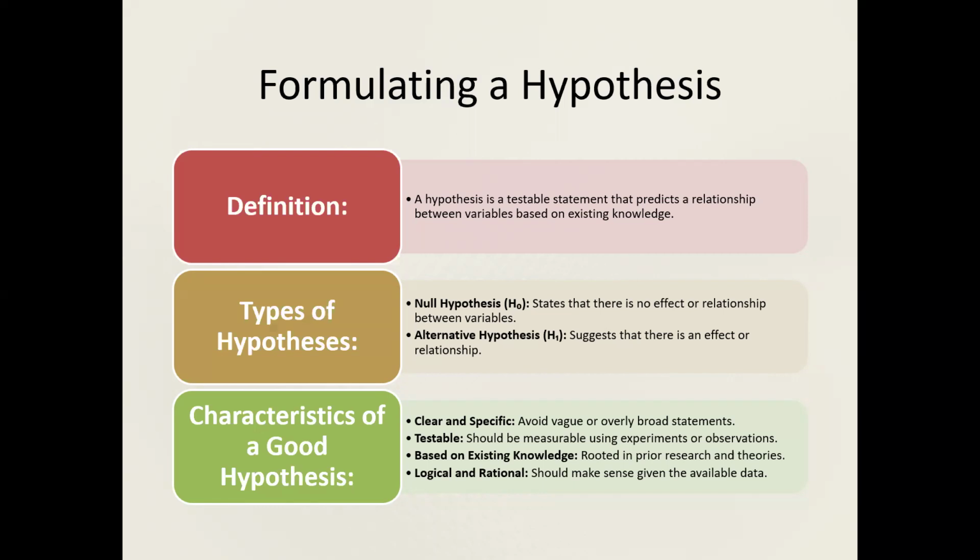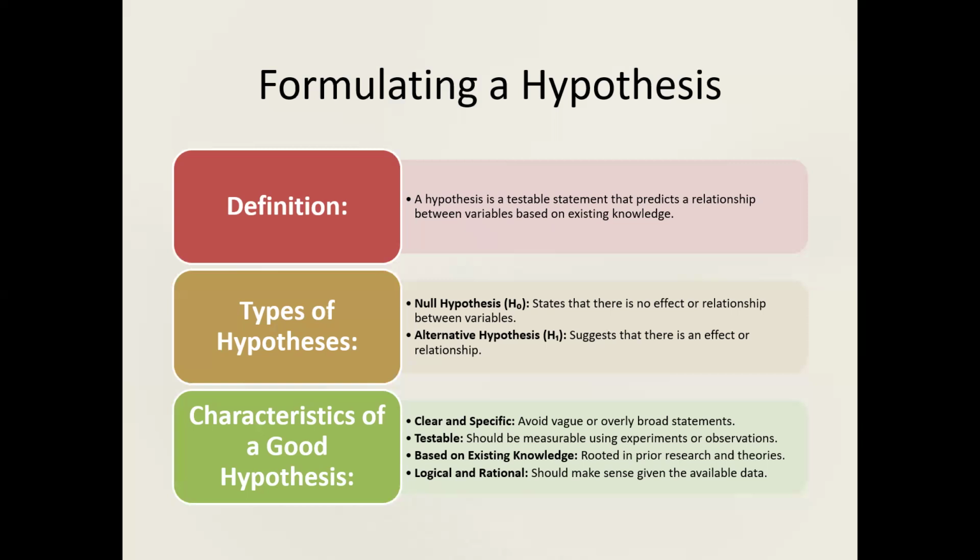So if you look at the definition of hypothesis, a hypothesis is a testable statement that predicts a relationship between variables based on existing knowledge. So it is a testable statement that can be tested. A hypothesis can be easily tested, and it predicts a relationship between some sort of variables, and that relationship is based on existing knowledge. So this is called a hypothesis.